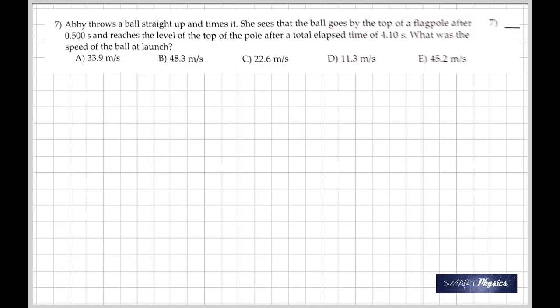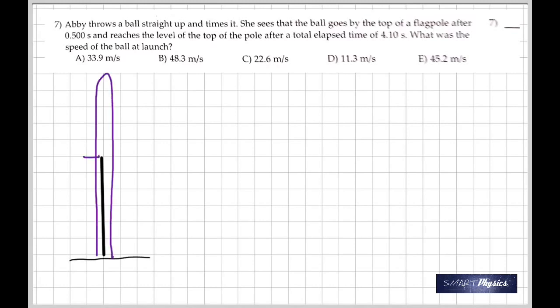In the seventh one, a boy throws a ball straight up, and times it; she sees that the ball goes by the top of a flagpole after 0.5 seconds and then returns after 4.10 seconds. What is the speed of the ball at launch? So that is the flagpole there. And here it's 0.5 seconds and then goes up and then it returns after 4.1 seconds. So what is the speed of the ball at this point?